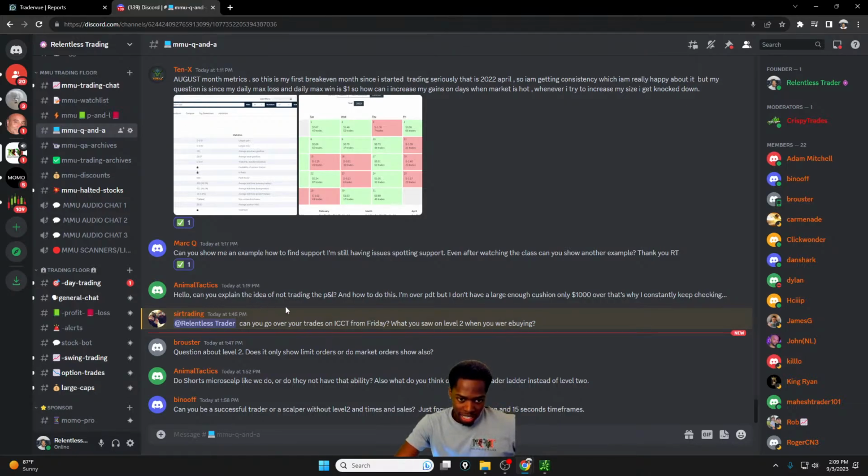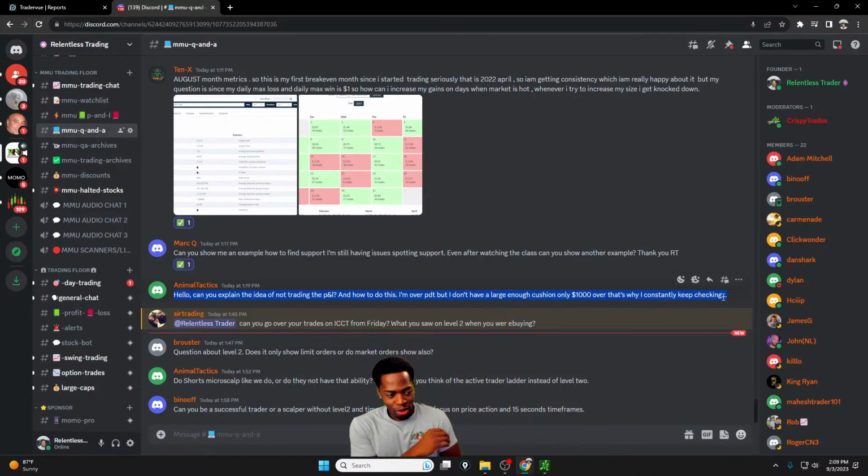Hello, can you explain the idea of not trading the P&L and how to do this? I'm over PDT, but I don't have a large enough cushion, only $1,000 over. That's why I constantly keep checking. So you're just 1K over the PDT.